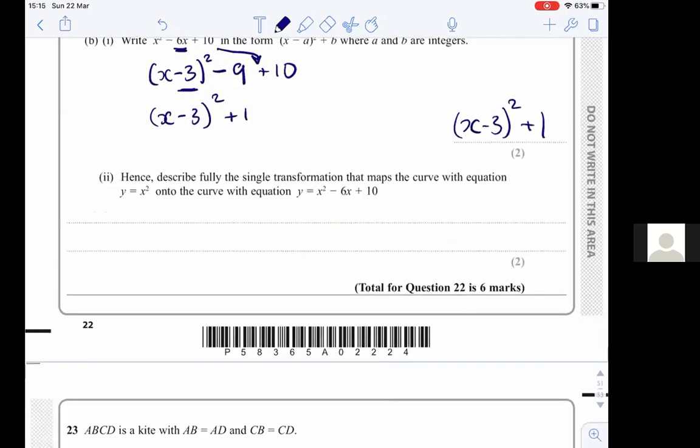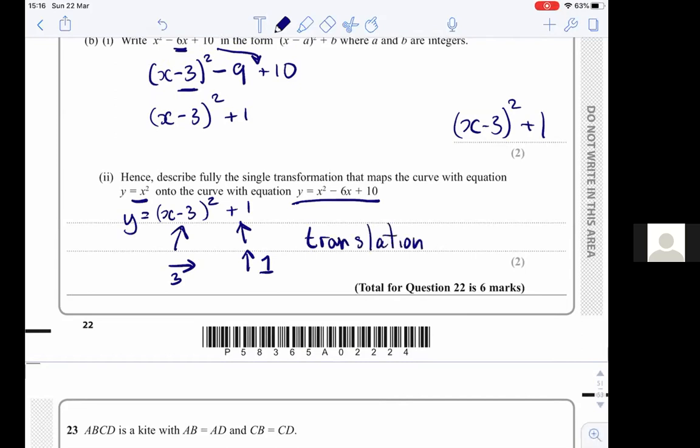Now, what's going on if I need to describe how x squared maps onto this transformation? Well, remember, from above we know that y equals x minus 3 squared plus 1. Now this is a shift of 3 to the right, and this is a shift of 1 up. So we have a translation here. And if I want to use a vector, remember a vector is right and up. So this is 3 to the right and 1 up.